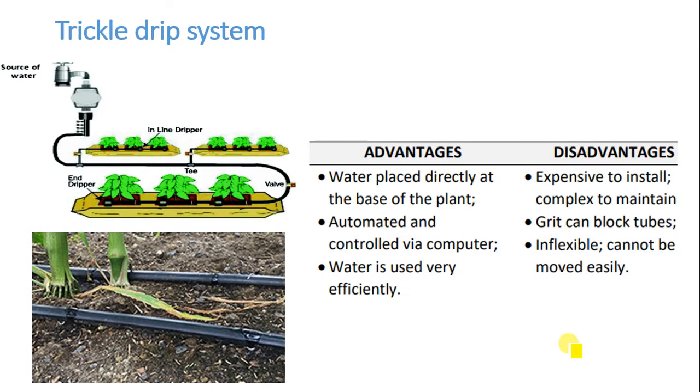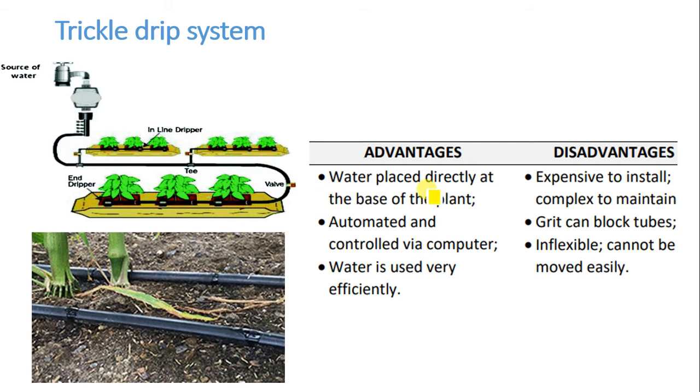Now, the trickle drip system, so you can see how it works. Pipes are all connected to the plant, and the water normally drips out from the pipe to the root point of the plant, so there will be enough water for it to use.